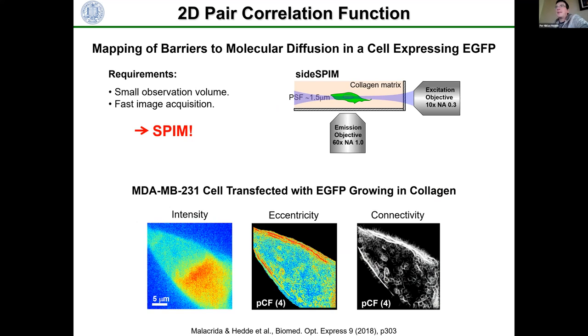So here's an experimental example on the light sheet microscope. We have cells expressing EGFP suspended in the collagen matrix, and use the light sheet to generate optically sectioned data in one plane very rapidly. On the bottom, you can see the intensity distribution where you cannot see many features. But then if we look at the anisotropy or eccentricity, we can see all these barriers that exist to the motion or diffusion, in this case, hinder the diffusion of the EGFP in the cell.